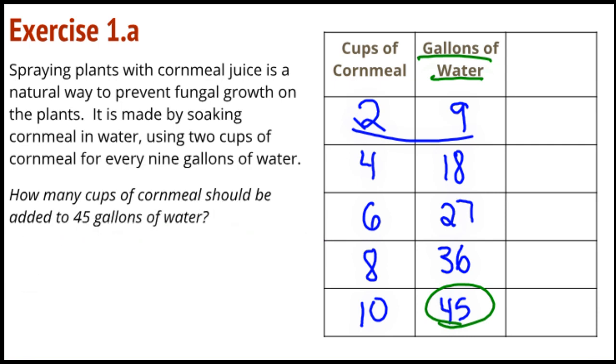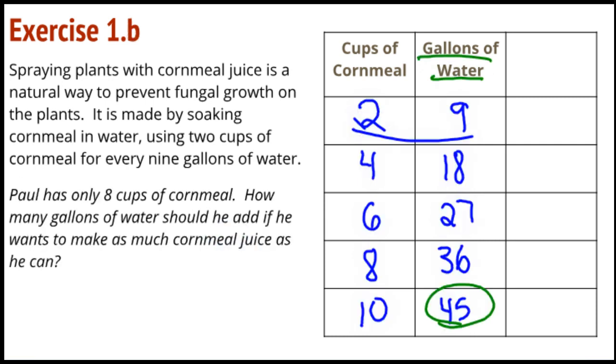All right, we're going to keep this moving here. Let's take a look at the next one. Paul only has 8 cups of cornmeal. How many gallons of water should he add? So I'm going to come over to my cups of cornmeal, and I'm going to come down and find 8, and I'm going to find that he should use 36 gallons of water.